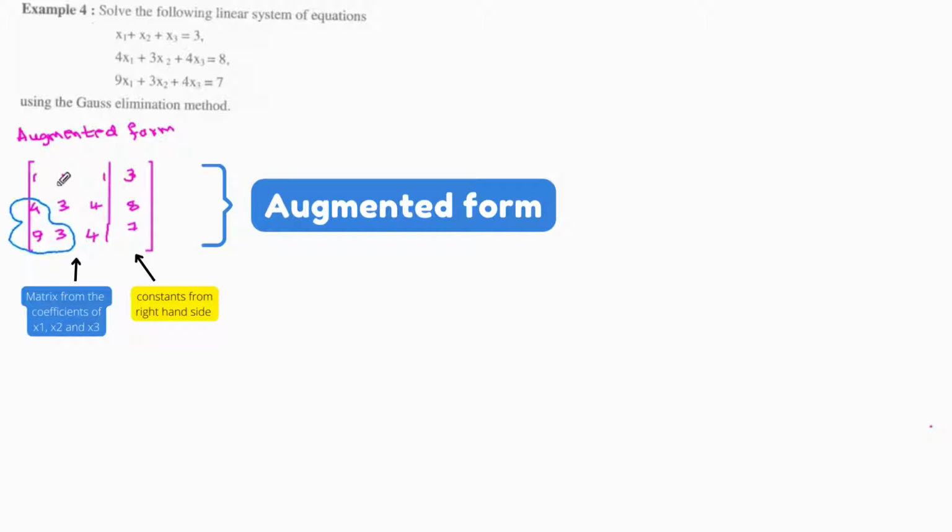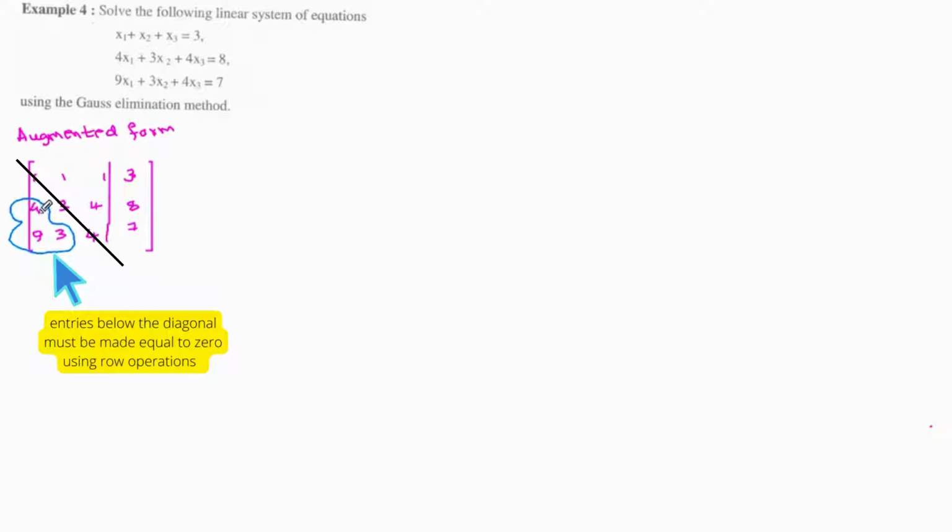What you need to do here is look at the diagonal of the matrix. The terms immediately below the diagonal should be made 0 in the Gauss Elimination Method. For that you need to do some set of operations. This is called the row operations.